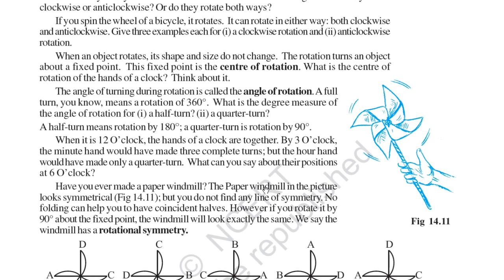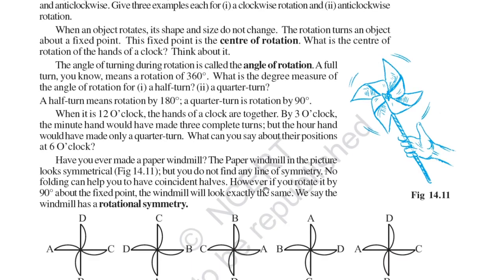A full turn means a rotation of 360 degrees. So you know that. What is the degree measure of the angle of rotation for a half turn? Second, a quarter turn. A half turn means rotation by 180 degrees and a quarter turn means 90 degree rotation.